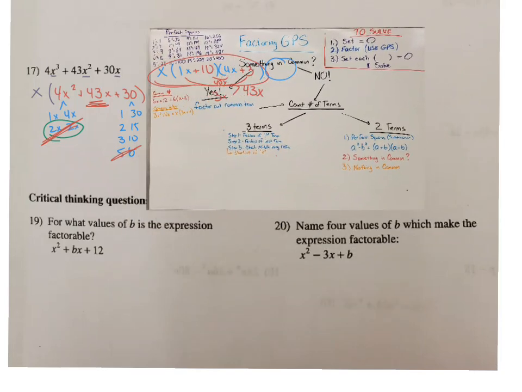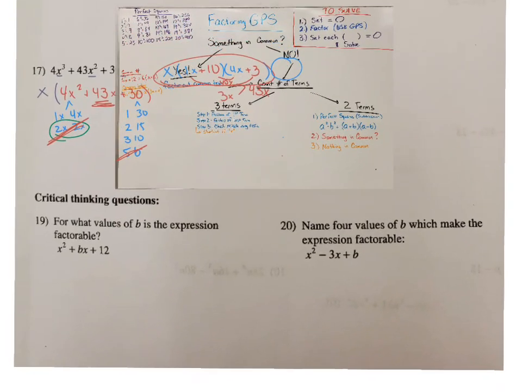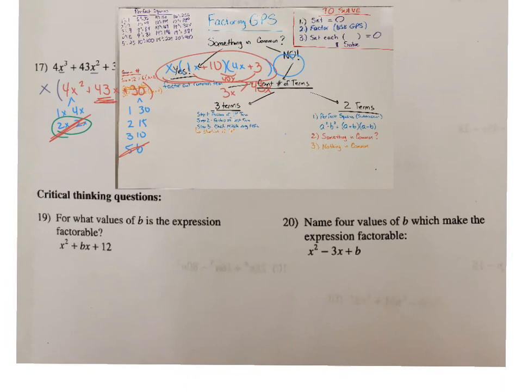And I'm going to do, oh, I like this. These are good questions. So for what values of b is the expression factorable? So basically, guys, if I didn't know b, this is a number. So b equals what numbers? Or what numbers could it be?